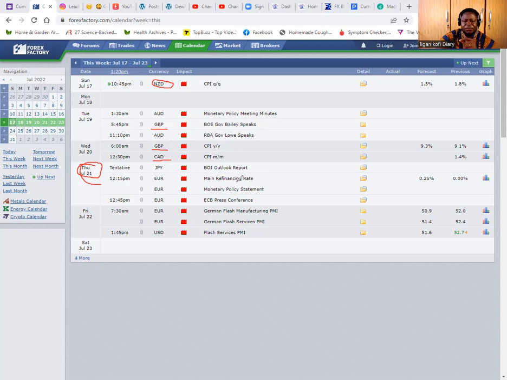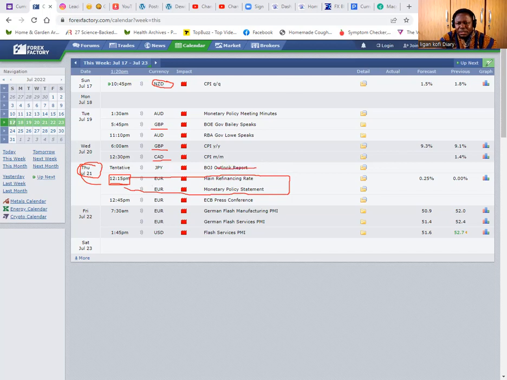So main refinancing rates. This news is going to come on Thursday around 12:15 p.m. That is going to be on Thursday. No, this one is Euro. Sorry, on Euro. All right, on Euro. There's going to be this news on Euro on Thursday. But on the same Thursday, there's going to be news on JPY.